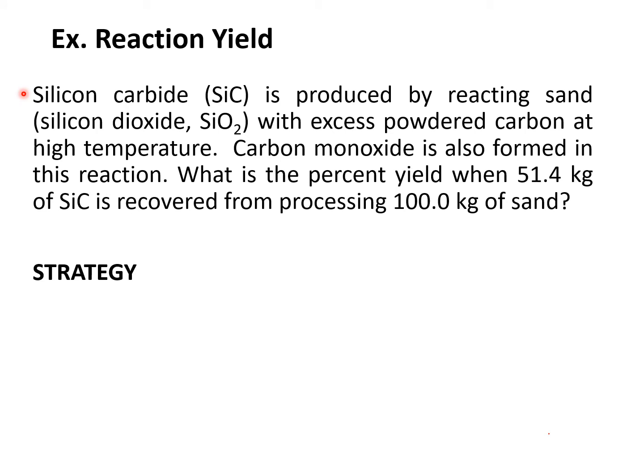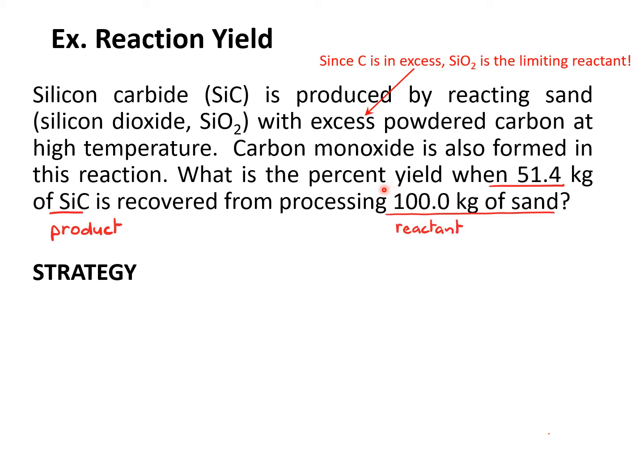Silicon carbide can be produced by reacting sand or silicon dioxide with powdered carbon at high temperature. In this process, carbon monoxide is also formed. In this example, we are asked to calculate the percent yield when 51.4 kilograms of silicon carbide is recovered from processing 100 kilograms of sand. We can see here that sand or silicon dioxide is the reactant and silicon carbide is our product. We can also see that the 51.4 kilograms of silicon carbide produced is the actual yield for our process.